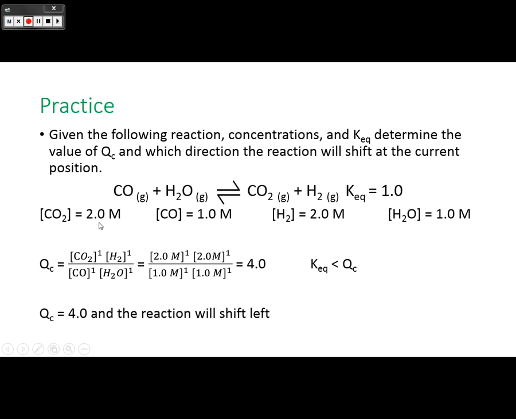My carbon dioxide concentration is 2 molar, carbon monoxide is 1 molar, hydrogen gas is 2 molar, and water is 1 molar. So the Q sub C is just going to be my concentration of my products over the concentration of my reactants. So CO2 to the 1 times H2 to the 1 over CO to the 1 times H2O to the 1. If I plug in my concentrations, I get a Q sub C of 4. That means that my Q sub C is greater than my KEQ, so Q sub C is favoring the product side, so it would have to shift left. Okay? Nothing too complicated.